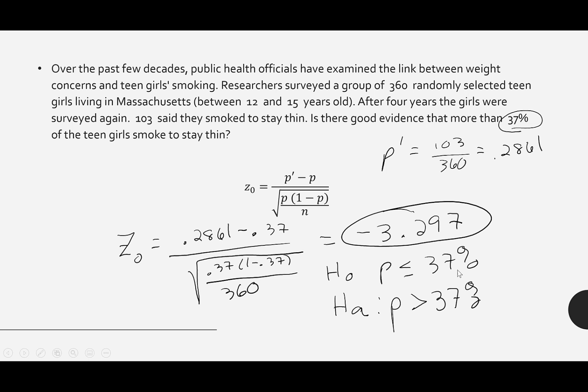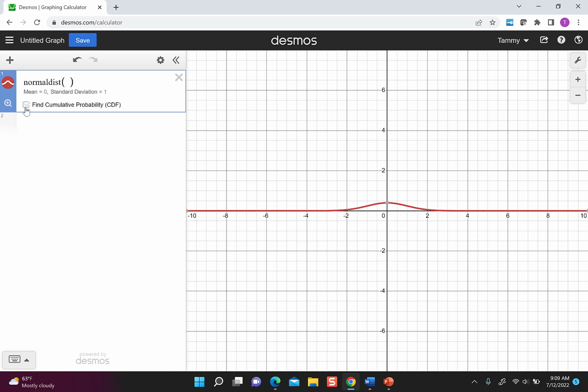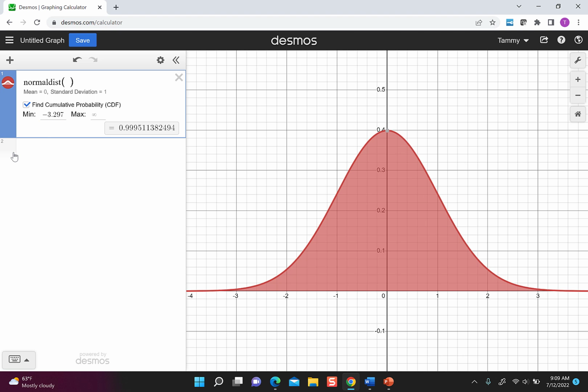We got this negative 3.297, so I'm going to go to Desmos and look at my normal distribution. And for the cumulative, because this is right, this is greater than, we're going to put in greater than negative 3.297. Now, you shouldn't be surprised that you're going to get a really big number. We are way over on the left at negative 3.297, so most of the graph is shaded in here.